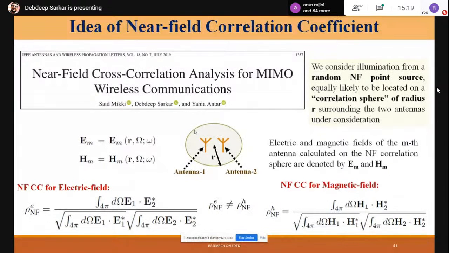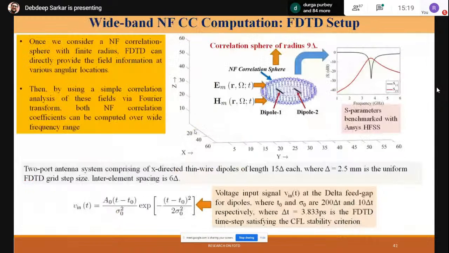So when we fix the radius, we can choose certain angular intervals and sample out the electric fields at these various locations. Basically, for a fixed R, we take various theta and phi values and take the time marching of this data. And we followed that same differentiated Gaussian pulse kind of excitation.